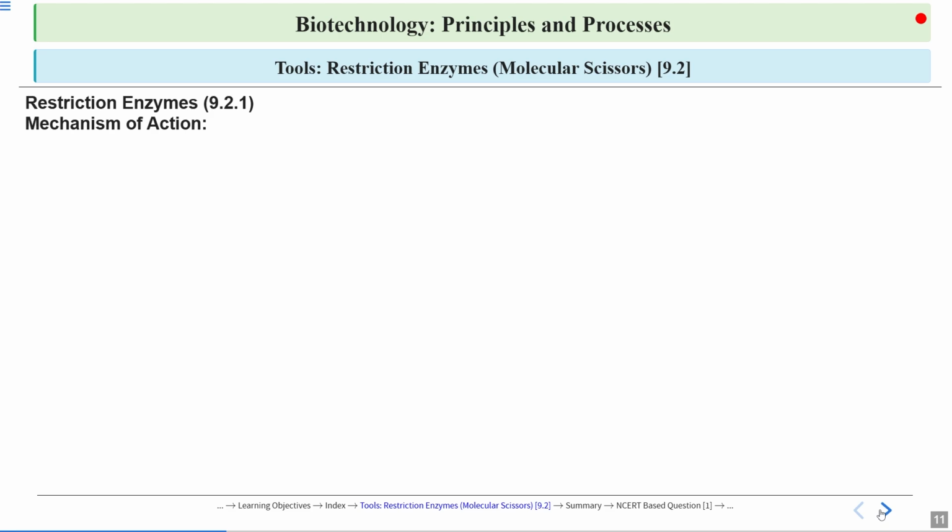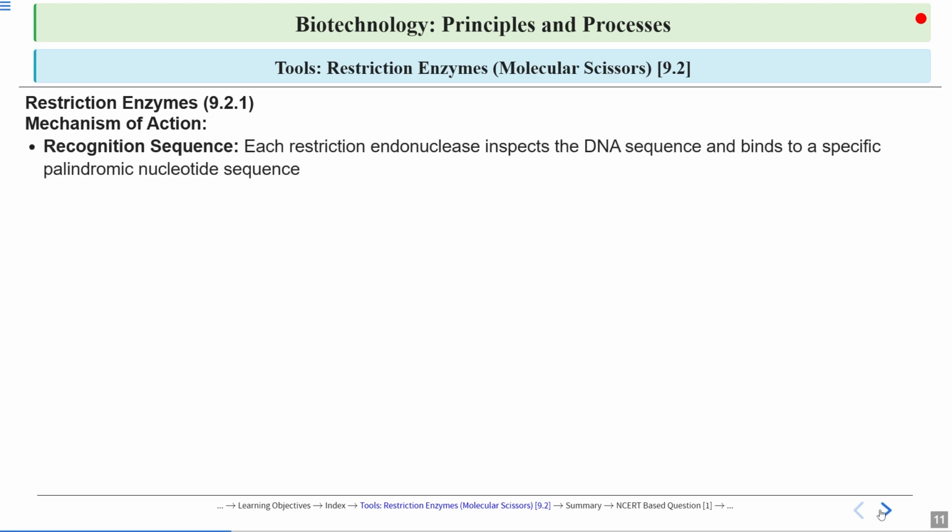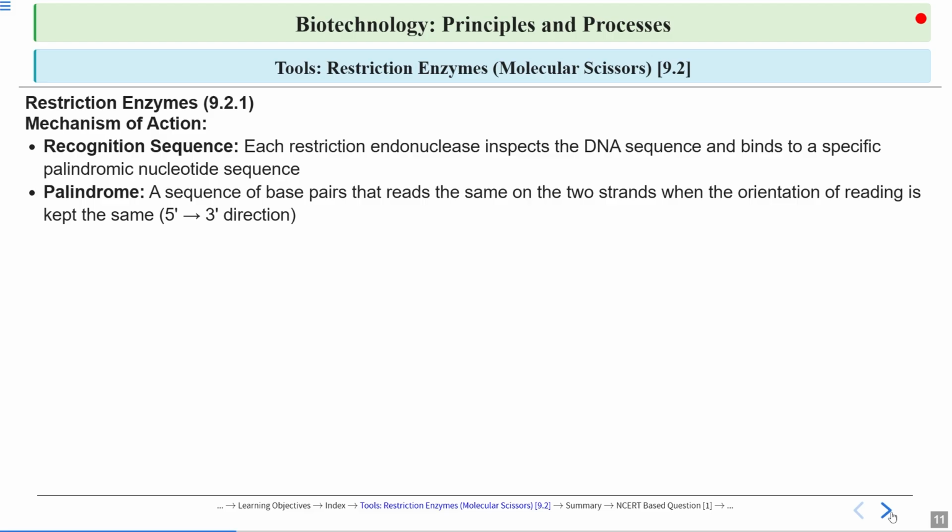Now, what is the mechanism of action? How does it work? As I told, first it recognizes the sequence. It recognizes the specific DNA sequence, a 4 to 8 nucleotide sequence, and then it is going to bind to it. This palindromic nucleotide sequence we are going to talk about later, but first understand what it does. It first inspects the DNA sequence. When it finds that this is its recognition sequence, this is where it has to cut, it will bind to that DNA sequence, then it will cut the sequence.